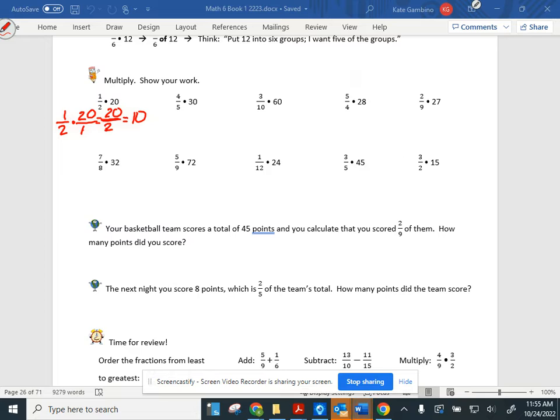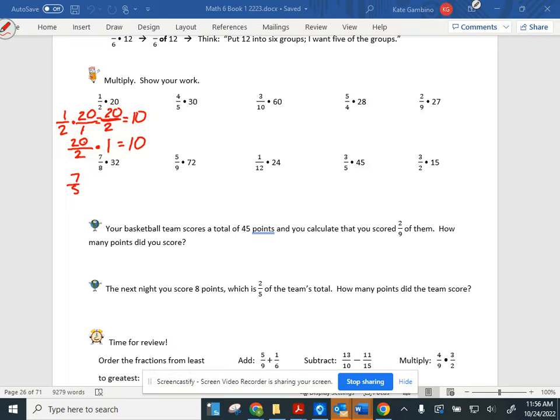So if we're going to do it the shortcut way, we would put that whole number as our numerator over the denominator times the old numerator. So 20 divided by 2 is 10. 10 times 1 equals 10. So we know 20 divided by 2 is 10, times 1 equals 10. So you can do it either way. Make sure you show your work. Either way will get you the same answer.